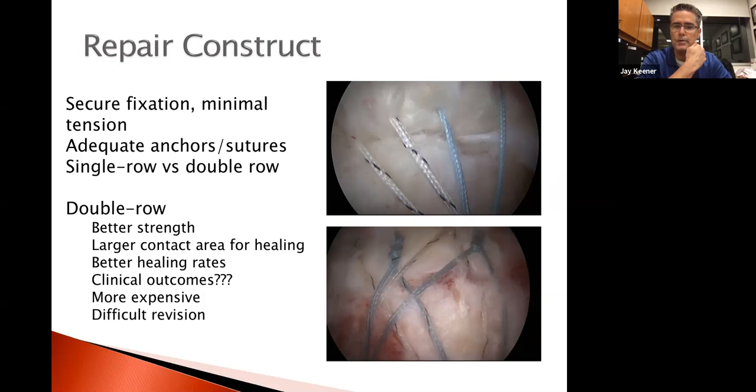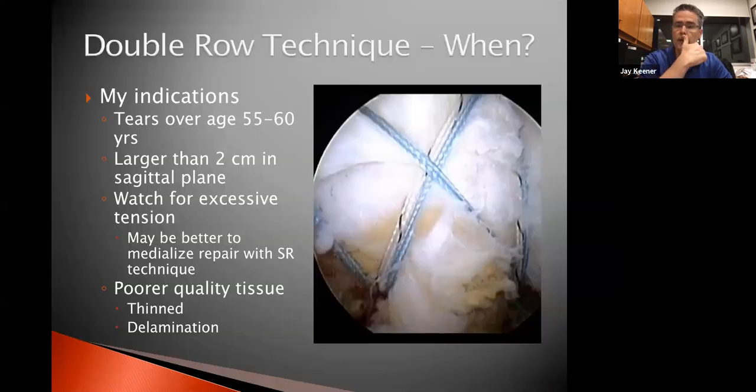Double row repairs do offer better strength. They give a larger contact area for healing. They have better healing rates, but the clinical outcomes really aren't any different than a single row repair, at least in most studies. And they're more expensive. And if a double row repair fails, it's a difficult revision because a lot of times it fails at the medial row and you're left with a very short tendon to repair.